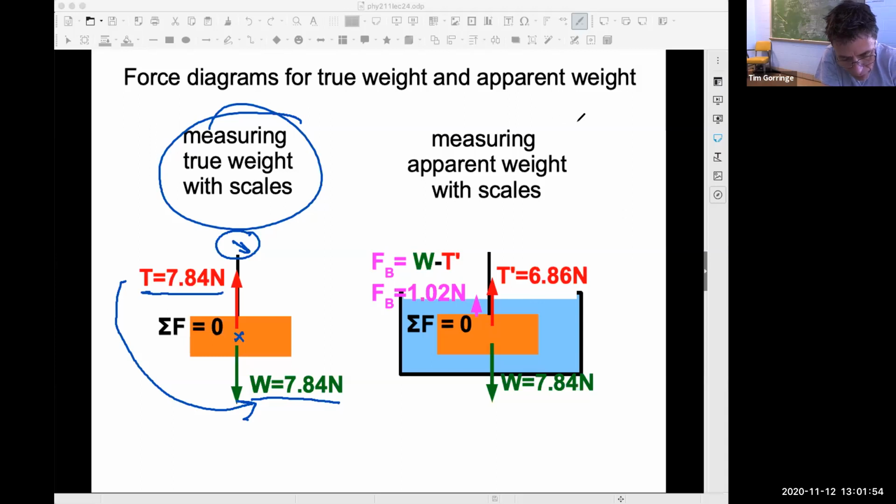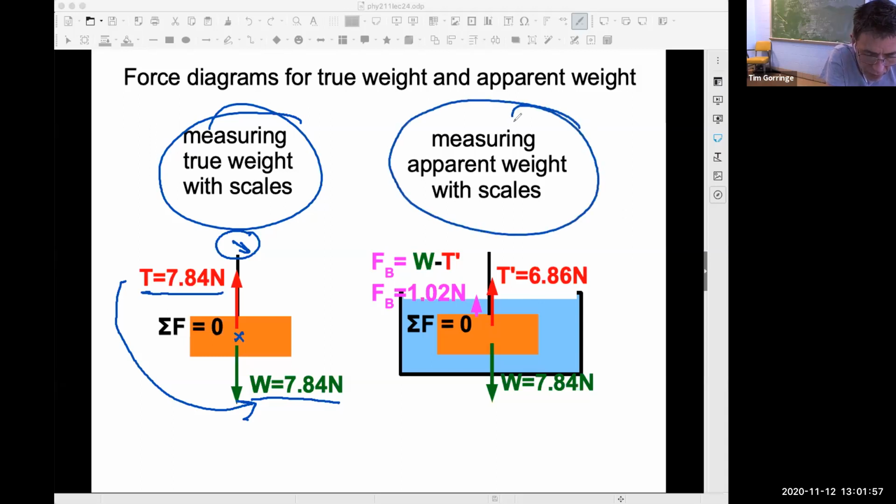Now, what happens when we measure the weight, the apparent weight of the crown, when it's immersed in the fluid? That's this situation on the right-hand side here. So again, here are scales, and I'm now measuring the weight with the scales. And this is the same idea, right? The object is pulled down by the force of gravity. That's not changed. We're measuring a tension in the scales, which is what we're using to infer the weight. Now it's a little bit less.